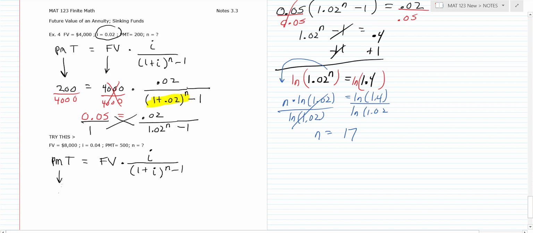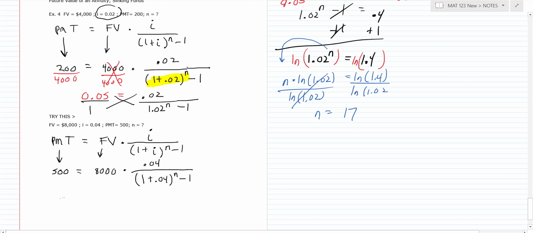So the payment is 500. Future value is 8,000. And then the interest is 0.04. And then you would have (1 plus 0.04)^n minus 1 like that. Okay, so that's the setup of the problem. Now, what I would probably go ahead and do, and I could have done this in my head, is you can just do 1 plus 0.04. So this part right here is 1.04. So what I'd end up getting is 0.04 over 1.04^n minus 1.